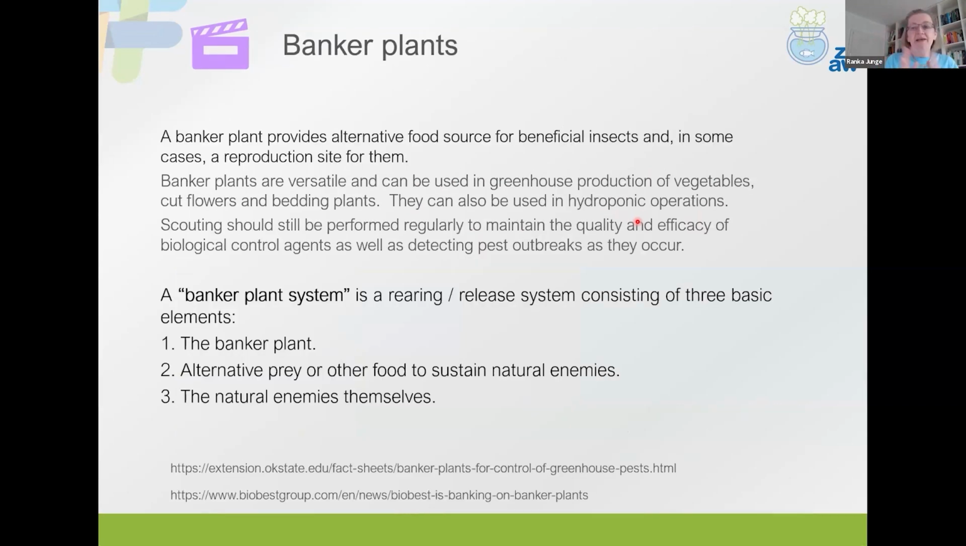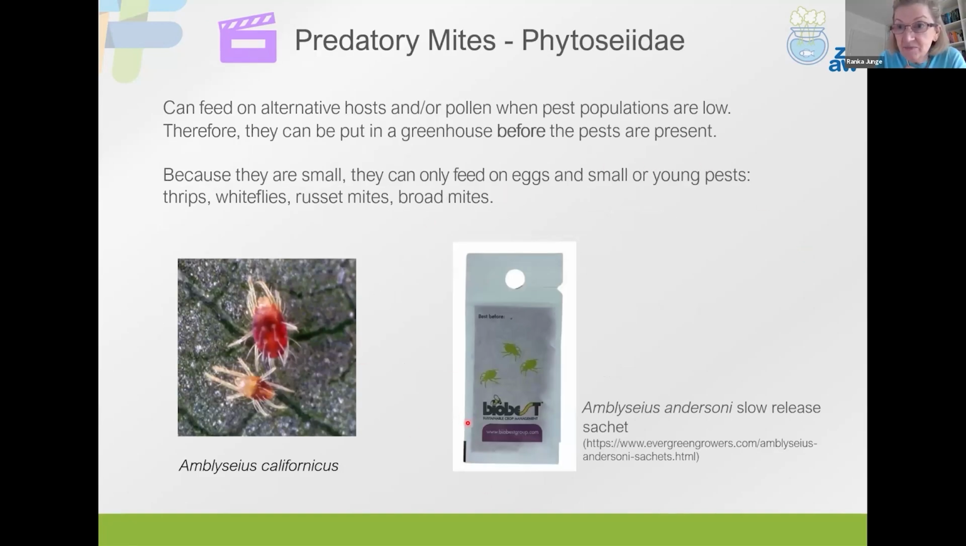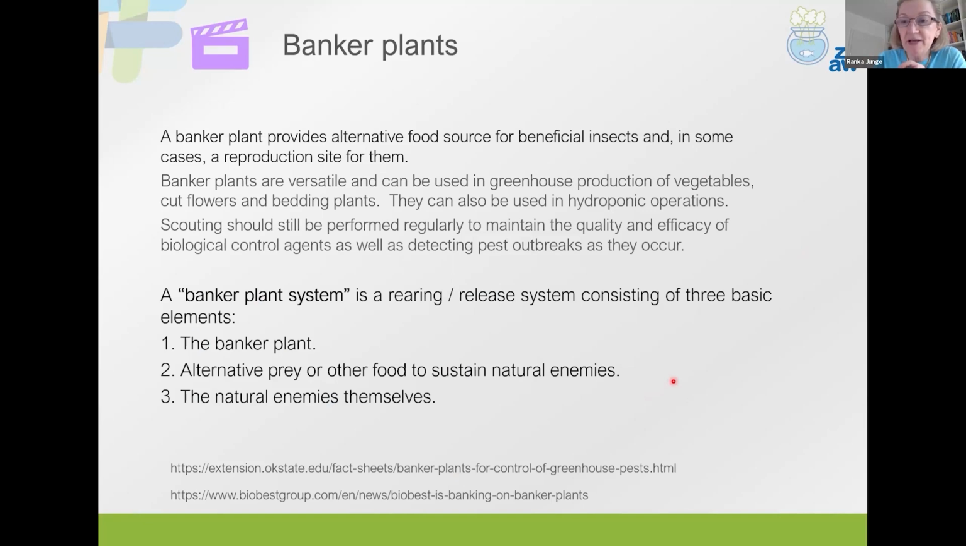A special system is banker plants. Banker plants provide an alternative food source for beneficial insects and also a reproduction site for them. So a banker plant system is a release system consisting of three elements: the plant itself, the alternative prey or food to sustain these natural enemies, and the natural enemies themselves. So these are plants that you can put in your system, and they will be a constant source of your biological agents. So instead of buying such systems in a pot or in a sachet, you can use banker plants to house constantly your main biological agent.